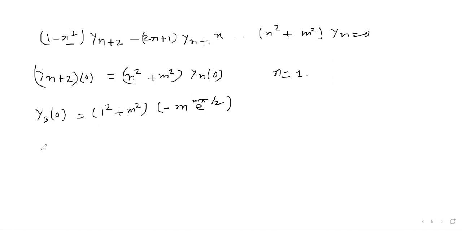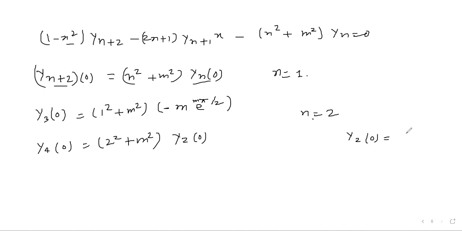Now we put n equal to 2. When we put n equal to 2, this will become y4(0). So this will become 2 square plus m square, and this will become y2(0). And we put the value of y2(0), which we have obtained as m square e to the power m pi by 2. So we put this value here: 2 square plus m square times m square into e to the power m pi by 2.